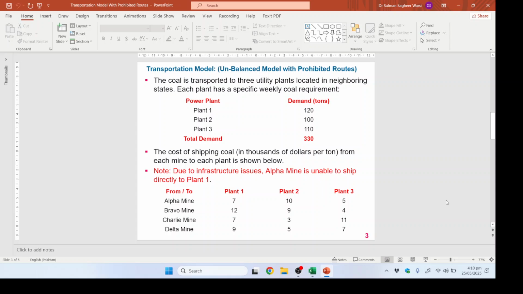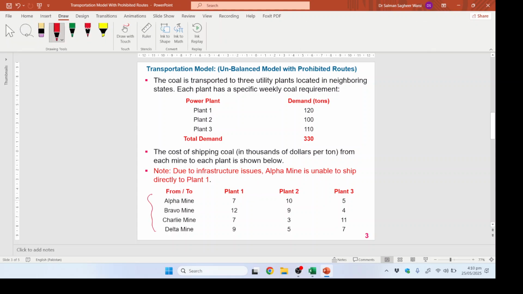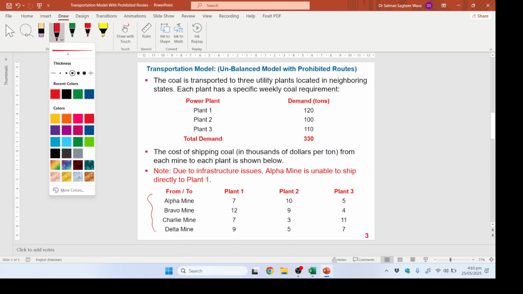So the cost of shipping is given in the last table, as you can see. The cost of shipping from the Alpha mine to plant 1, 2 and 3 is given here, and then for Bravo and Charlie and Delta it is also given here.